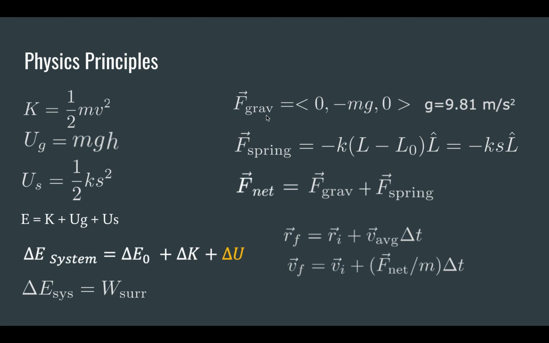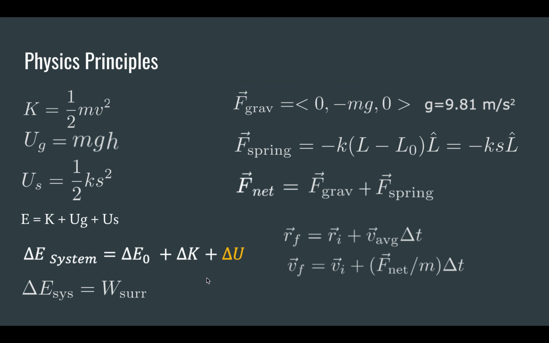And then I use the formula for gravitational force, which is negative mg, with g being equal to 9.8, and then the spring force, which is negative the k constant times s times the unit vector L. And then adding those two forces together gets the net force. And then using the momentum principle, I found the position update formula and the velocity update formula, and I used the F net from here in the velocity update formula.